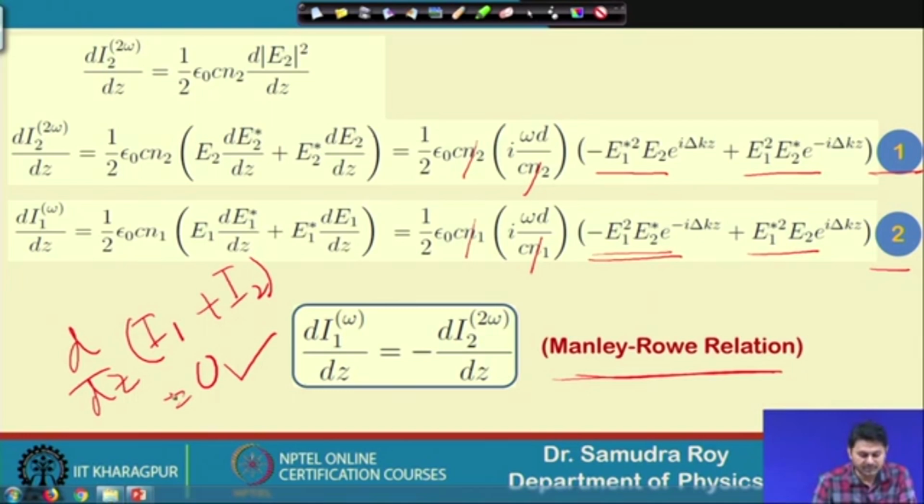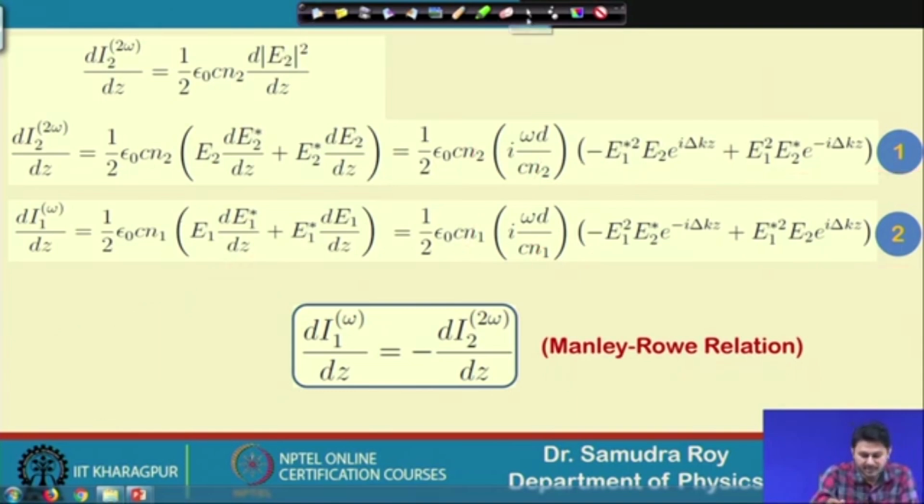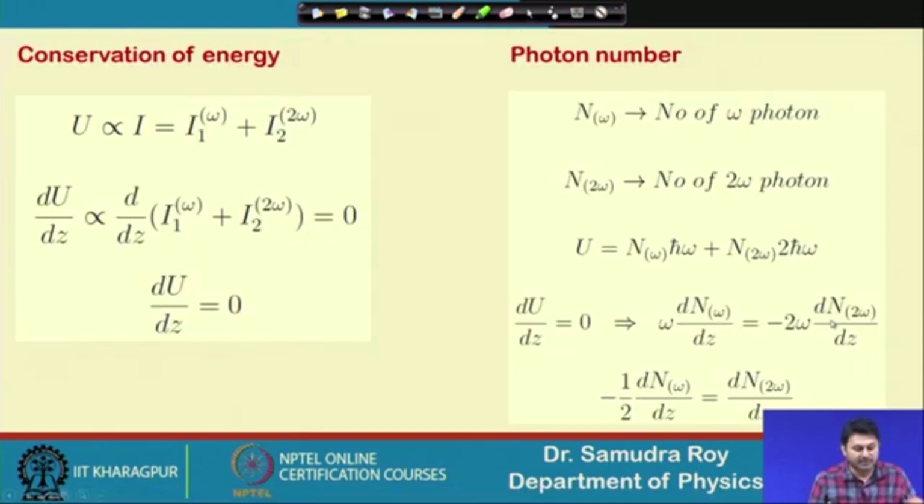That means the total intensity should be conserved under the second harmonic process. So, this is the next thing that we are going to prove. After doing the Manley-Rowe equation, we can say that the total energy is conserved. The Manley-Rowe equation basically tells us that the total energy is conserved.